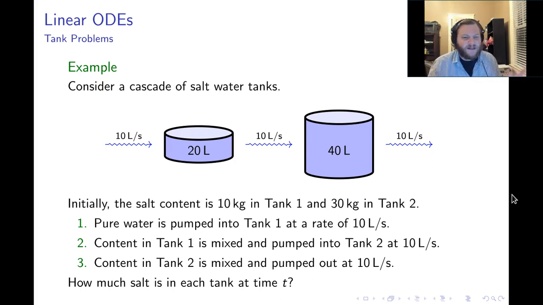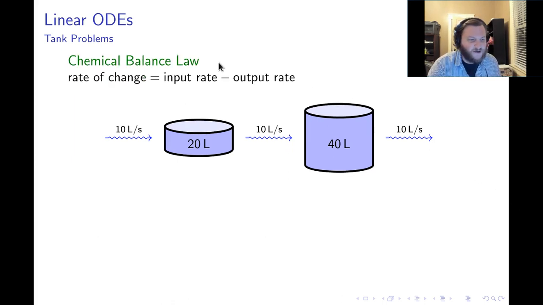At first glance, this looks like a calculus problem because we're talking about rates at which things are changing. So the question is, how might we set this calculus problem up? A good way to approach this is to think of what's called the chemical balance law. The chemical balance law is a principle in chemistry which says that the rate of change is equal to the input rate minus the output rate. So how does this play into our situation here?